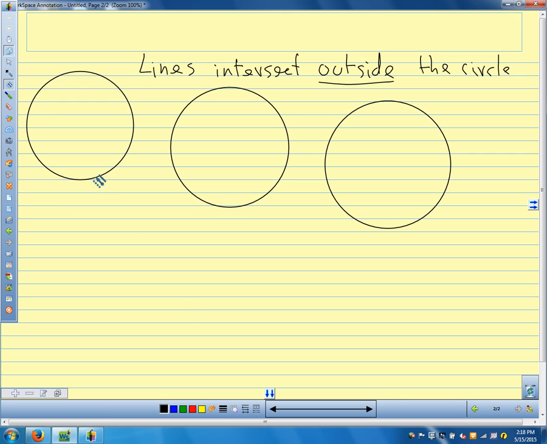All right, so our first possibility is we could just have two secants that intersect outside the circle, like so. And again, I'm going to call this angle 1. I'm going to call this x degrees, and this arc y degrees. So we could have two secants.